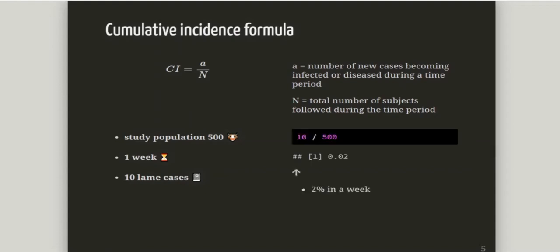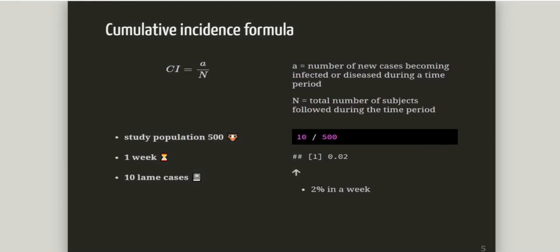If we replace the information, 10 cases divided by 500 is going to give us 0.02. This means that it's 2% lame cows in a week. In other words, two out of 100 cows will be lame in a week's time.